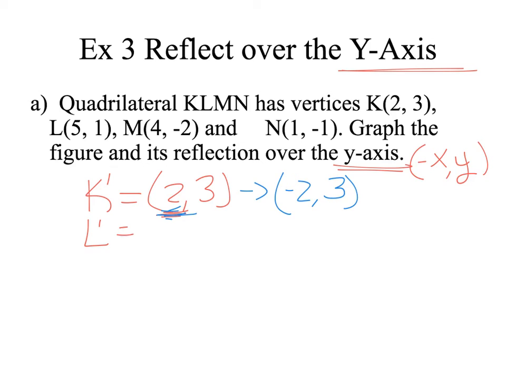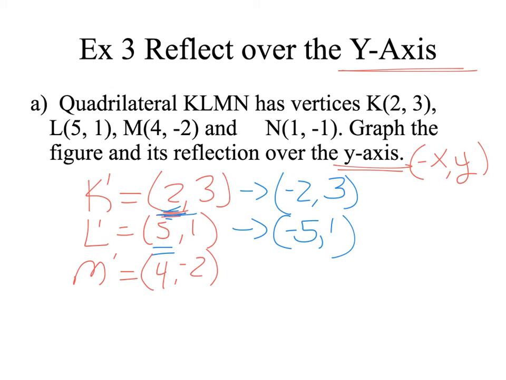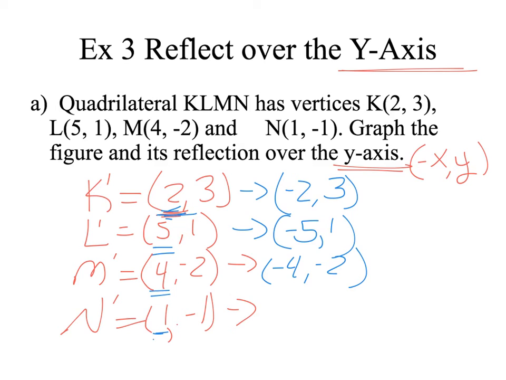L prime starts at 5, 1. I'm changing my x-coordinate, so that's going to become negative 5, 1. M prime is at 4, negative 2. Again, changing my x-coordinate, so negative 4, negative 2. Then we have N prime. And N prime is at 1, -1. Changing my x coordinate. So -1, -1. And again, I'm trusting that we can graph these on the coordinate plane. Over to x, up to y.